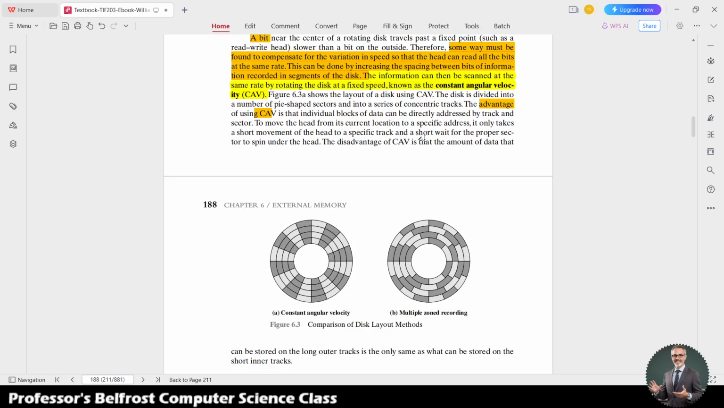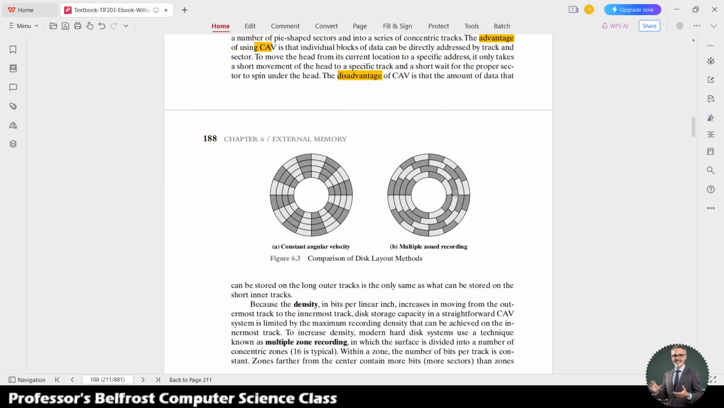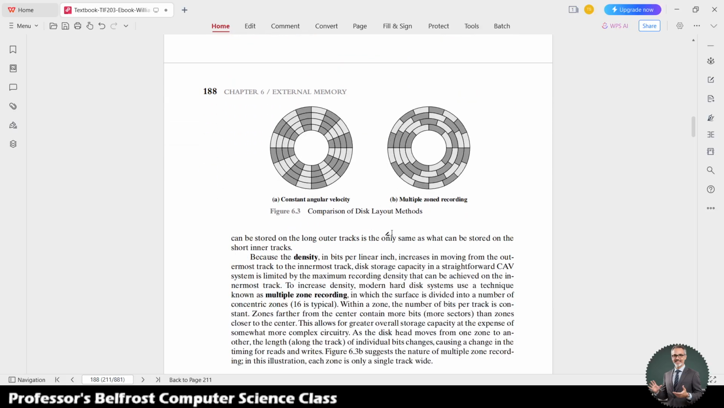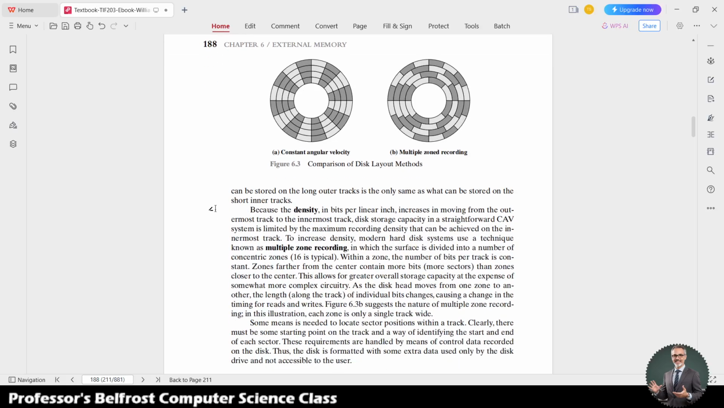To move the head from its current location to a specific address, it only takes a short movement of the head to a specific track and a short wait for the proper sector to spin under the head. But there is also a disadvantage of this system. The amount of data that can be stored on the long outer tracks is only the same as what can be stored on the short inner tracks. So it's actually not a good thing. Because density, in bits per linear unit, increases in moving from the outermost track to the innermost track, the storage capacity in a straightforward CAV system is limited by the maximum recording density.